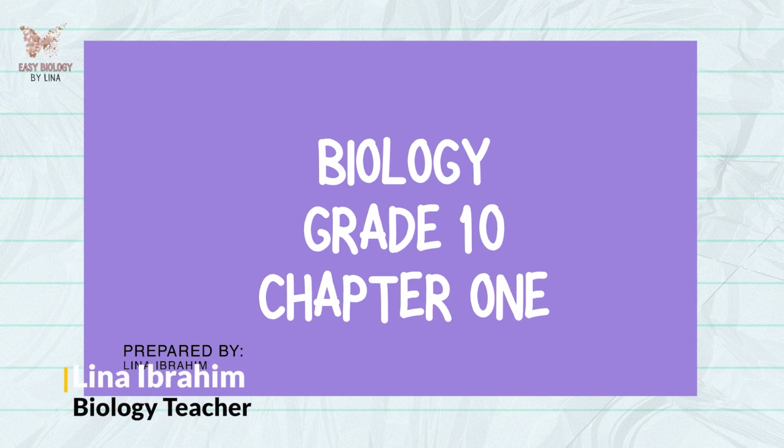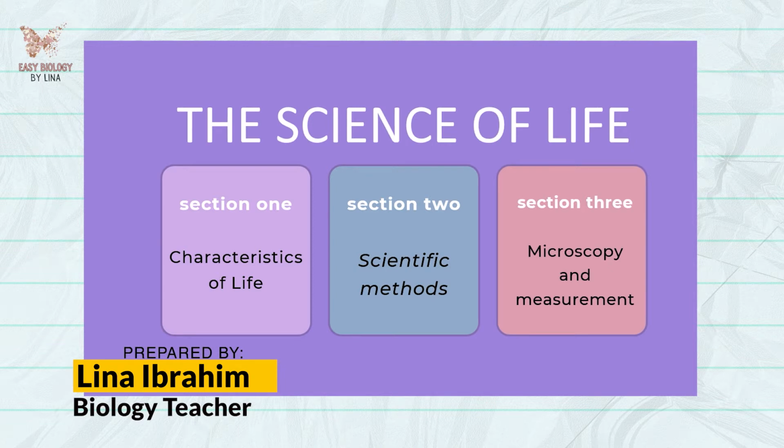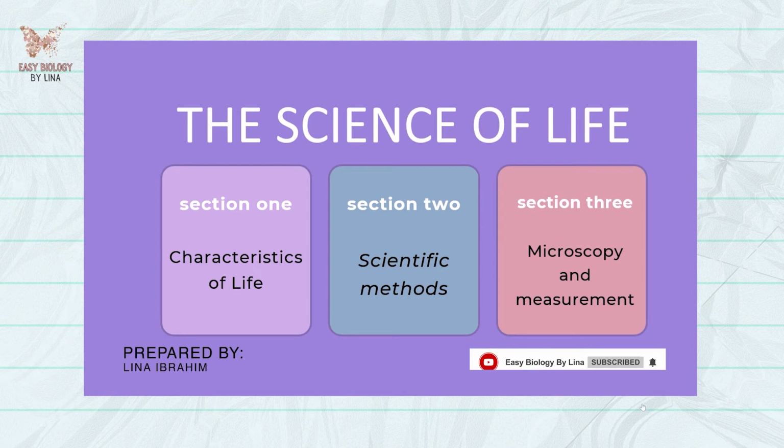Hi guys, we will start with the biology of grade 10. In chapter 1, we will talk about the science of life. And in this chapter, we have 3 sections. Section 1, we will explain the main characters of life and of all living things.